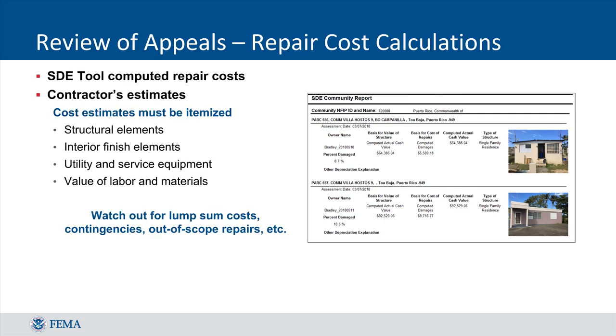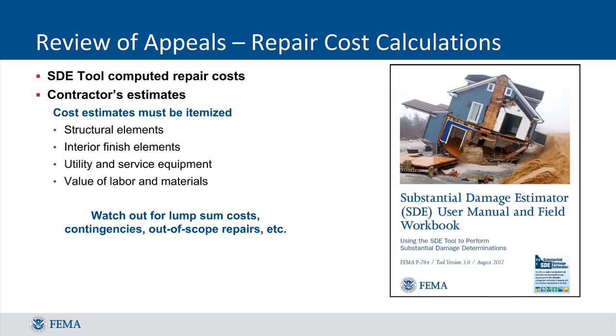A contractor's estimate is likely to be the most common approach. The estimate must be itemized to include all structural elements, all interior finish elements, and all utility and service equipment. Beware of cost estimates that don't reflect the fair market value of labor and materials, include lump sum costs that exceed 50% of the overall repair cost, incorporate contingencies, include out-of-scope repair items or improvements, and are not signed and dated. For more guidance on contractors' estimates of repairs, refer to Appendix D in the SDE User Manual and Field Workbook.